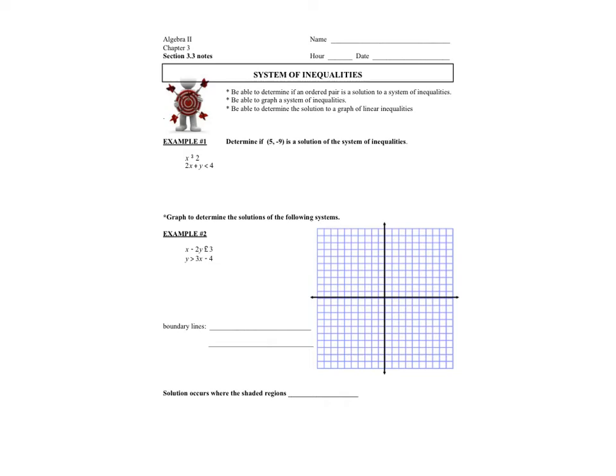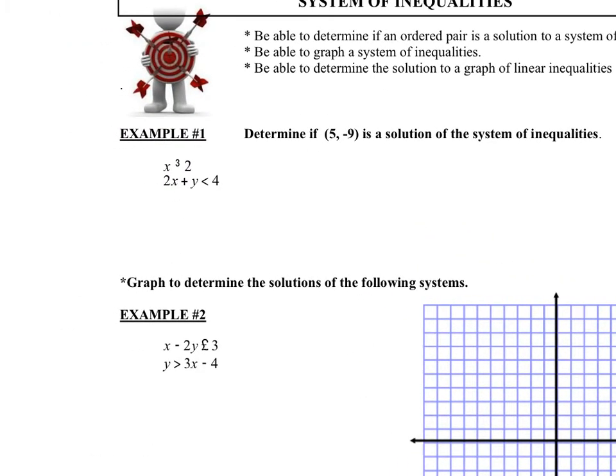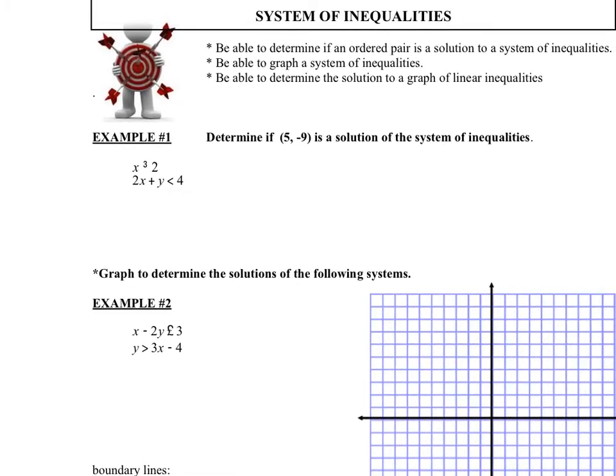All right, 3.3, we get into systems of inequalities and how we graph them. So we'll get right into it. Example 1 says determine if 5, -9 is a solution to the system of inequalities. So we've already talked about solutions. Solutions make every equation true. In order to be a solution, it has to make all the equations true. So in this case, it has to make all the inequalities true.